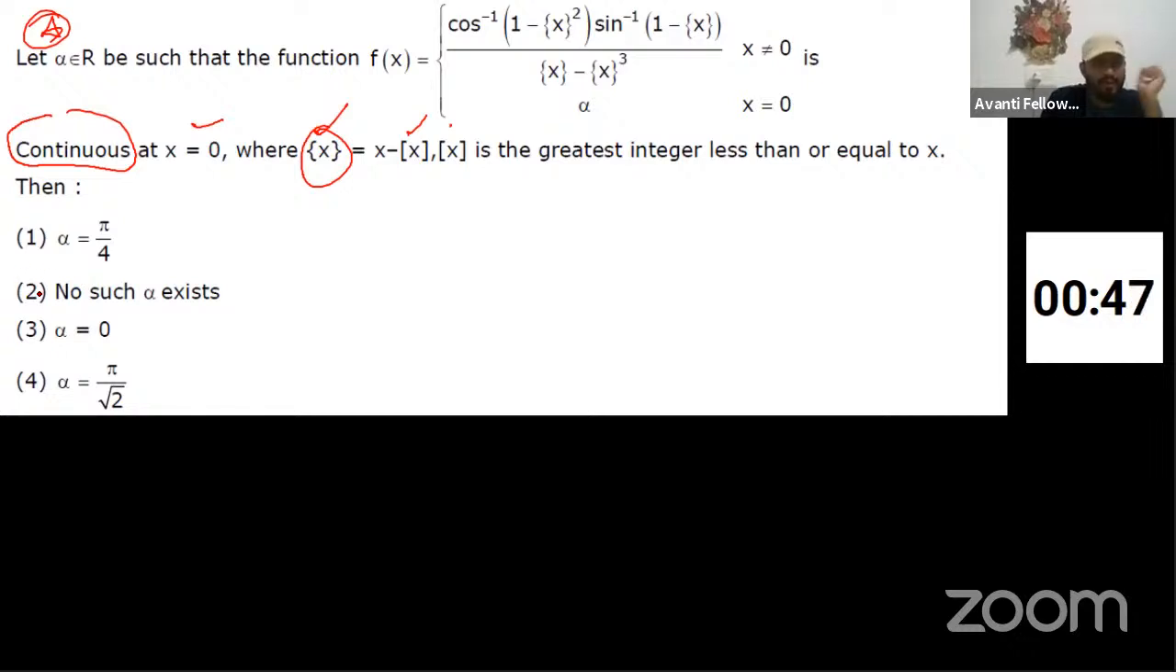If you look at the options, the second option says no alpha exists. That means there is a possibility that the function might be discontinuous. If a function is discontinuous, then you have to tell me the value. That means you don't have to do anything. This is just a limit problem.